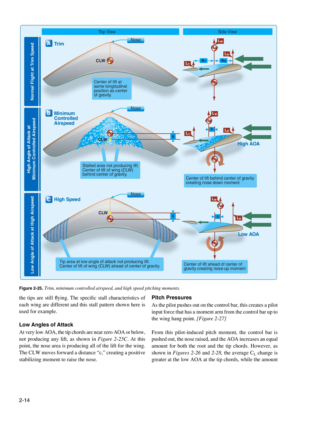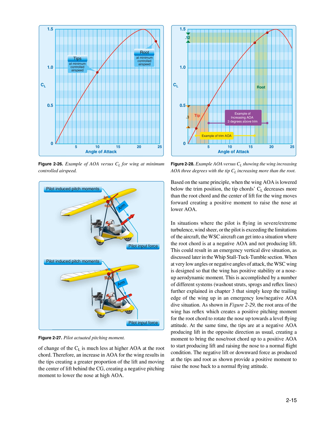However, as shown in Figures 2-26 and 2-28, the average CL change is greater at the low AOA at the tip chords, while the amount of change of the CL is much less at higher AOA at the root chord. Therefore, an increase in AOA for the wing results in the tips creating a greater proportion of the lift and moving the center of lift behind the CG, creating a negative pitching moment to lower the nose at high AOA. Based on the same principle, when the wing AOA is lowered below the trim position, the tip chord CL decreases more than the root chord and the center of lift for the wing moves forward creating a positive moment to raise the nose at lower AOA.